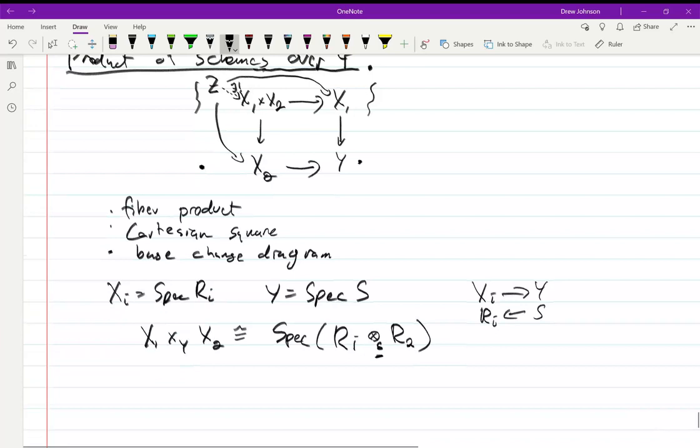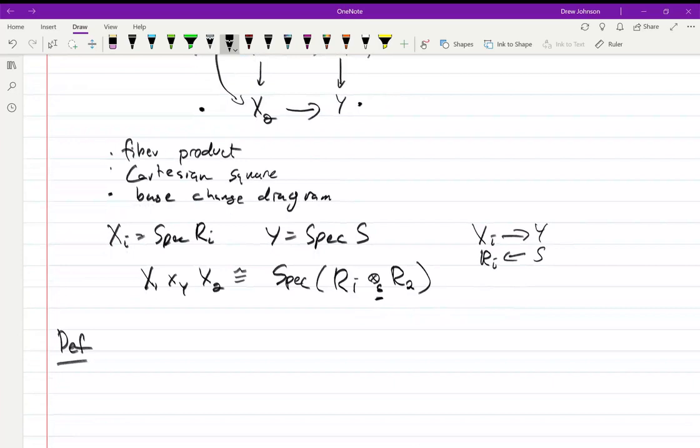All right, so here are some definitions that make use of this product. Let's say we have two closed subschemes.